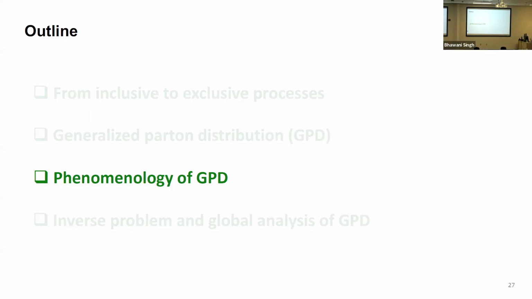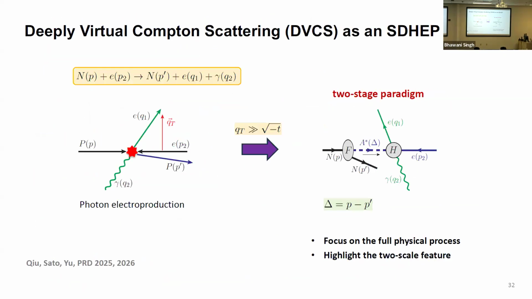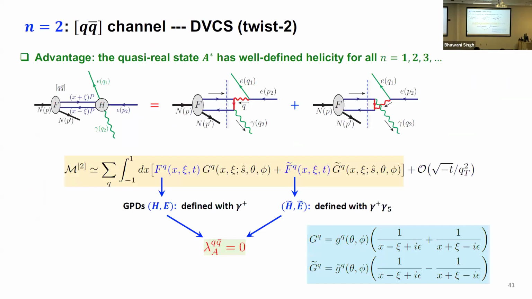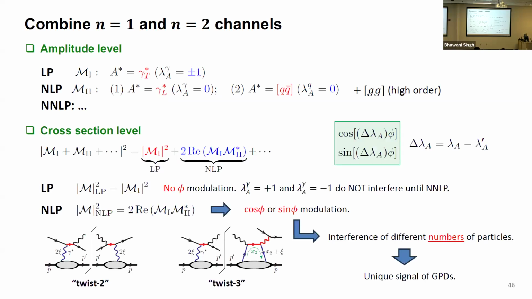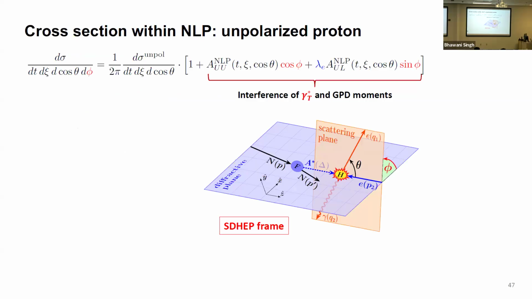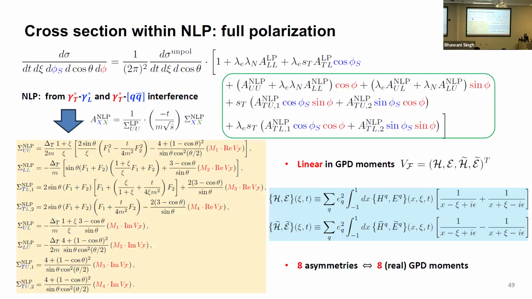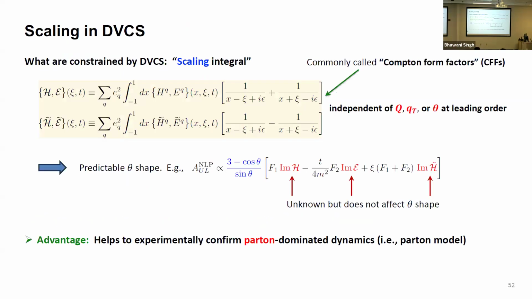let's move on. We have seen the phenomenology of the GPDs in the case of DVCS. And I have shown you how the different states of A star generate different azimuthal modulations in a very beautiful way. And using all these different azimuthal modulations, we can extract these different GPD convolutions. What do these convolutions look like? So now let's take a closer look at these GPD convolutions.